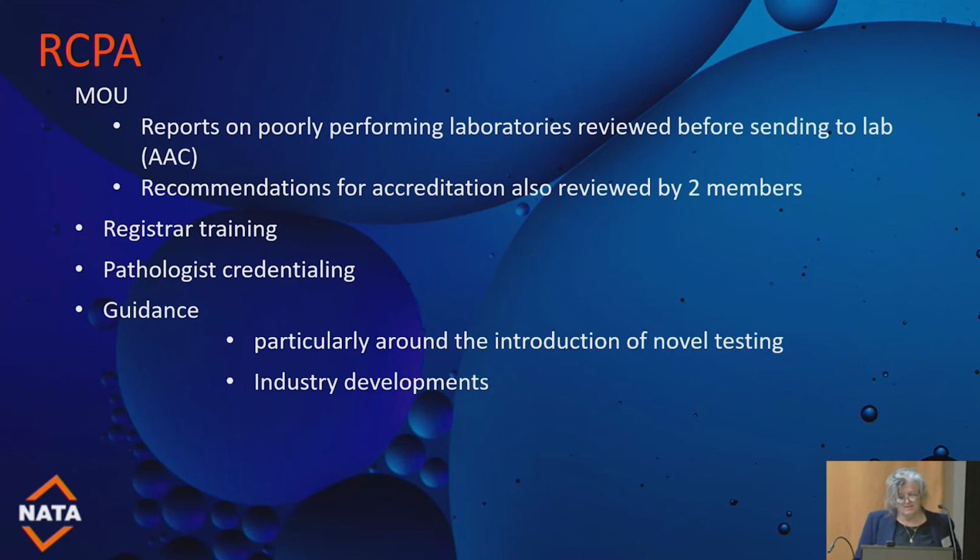It's not so much an issue now that it's settled down, but if there is a pathologist out there who has issues with their scope of practice and wants to demonstrate that they do have appropriate scope of practice, then that's something we rely very heavily on the college for. And like I said, we go to them for a lot of guidance, particularly around the introduction of new testing and industry development.